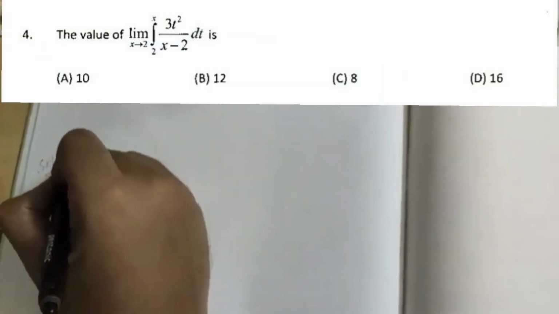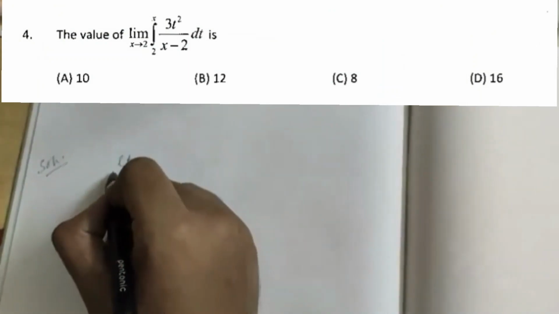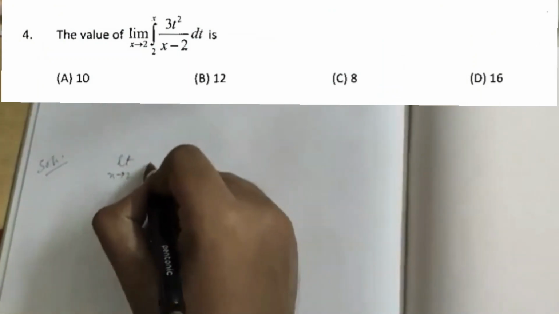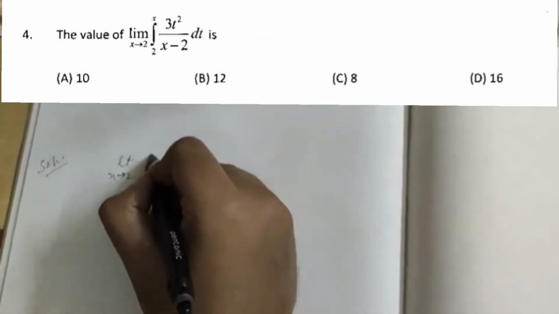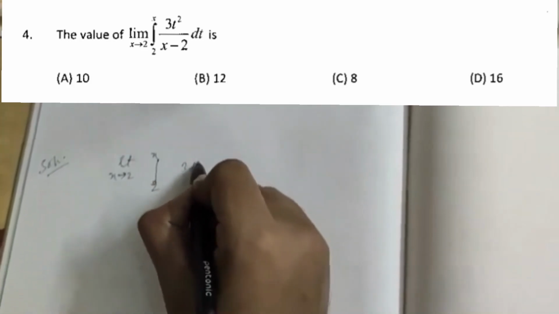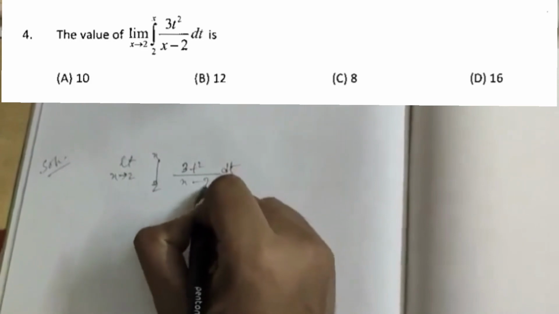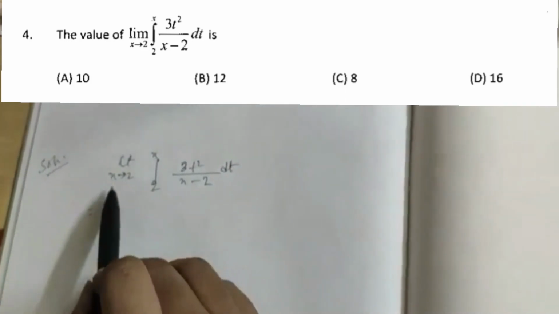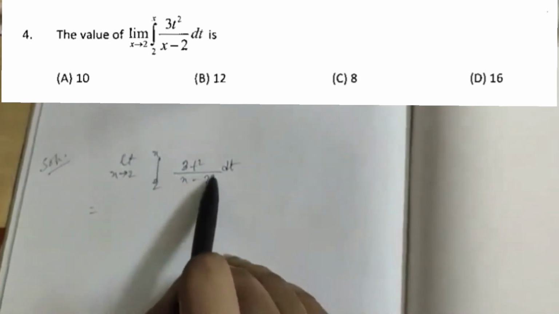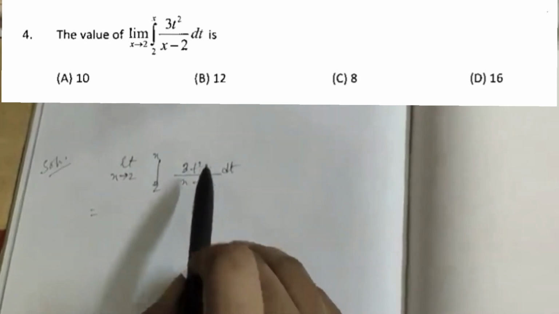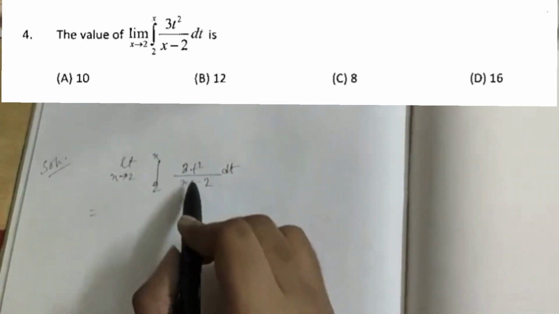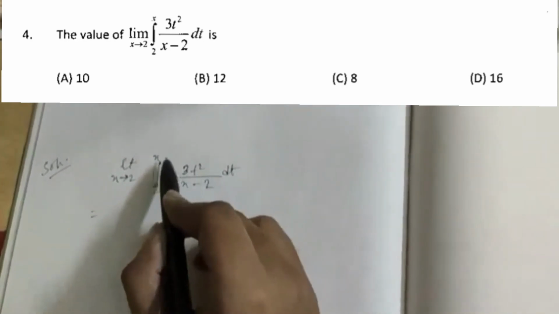So in the next question, question number 4, it's been said to find the value of the limit. Limit is a very important topic for WBJEE. Limit x tends to 2 of the integral from 2 to x of 3t square dt, divided by x minus 2. If x tends to 2, the denominator is becoming 0. So in that case, you have to first do this integration.